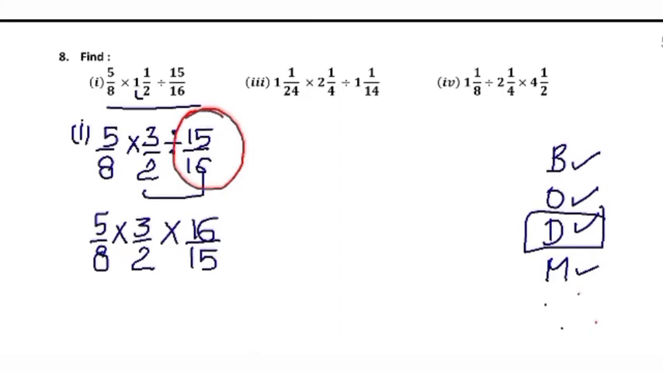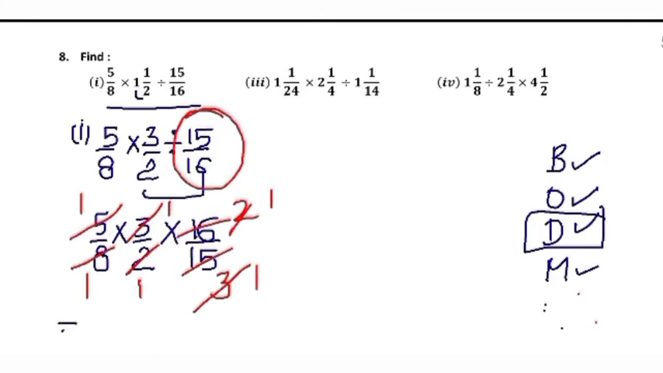Now check whether the numerator or denominator are divisible by any same number. Yes, this 5 and this 15 both are divisible by 5. So cut them. 5 1s are 5, 5 3s are 15. This 8 and this 16 both are divisible by 8. 8 1s are 8, 8 2s are 16. This 2 and this 2, 2 1s are 2, 2 1s are 2. Now this 3 and this 3, 3 1s are 3, 3 1s are 3.